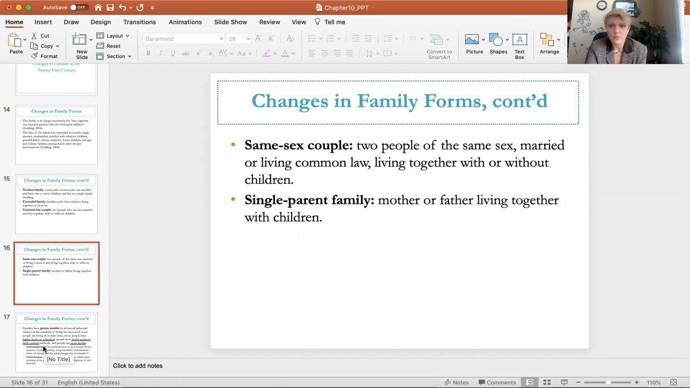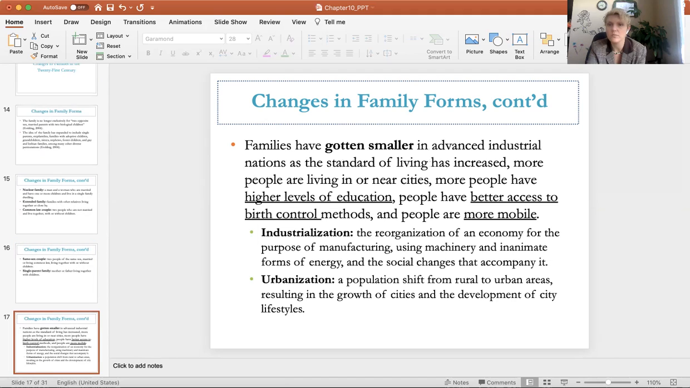And the single-parent family construct, again, it's not as stigmatized as it used to be, but certainly there are financial challenges that our society does not always address with single-parent families, and that's also something that we can discuss in our meeting. So, families after industrialization got smaller.